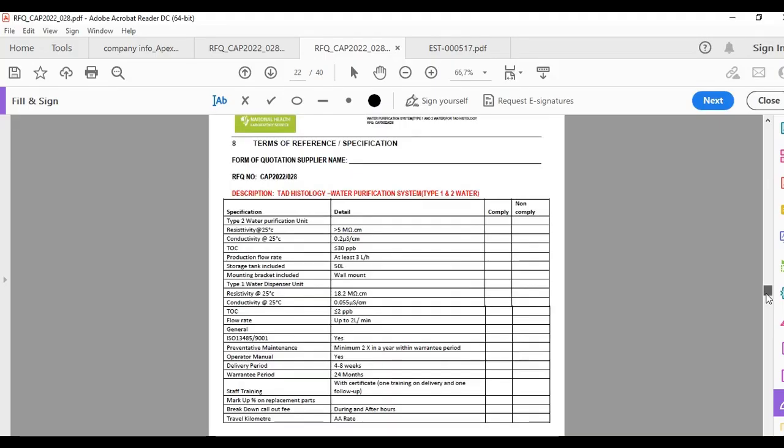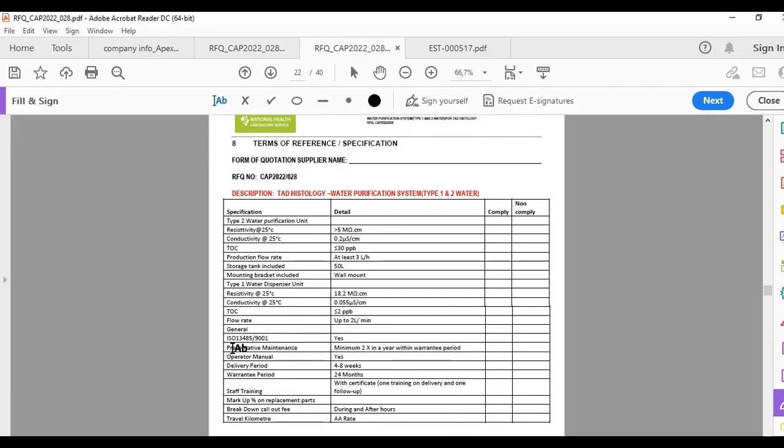Okay, so this is the specification document for this tender. This details exactly what they require. They require a type 2 water purification unit. This is the resistivity they need, the conductivity they need. They need a storage tank. They indicate the flow rate that's required.